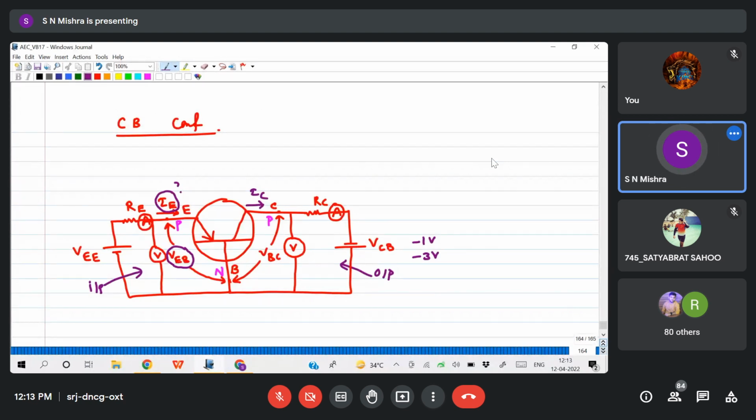So let us understand first. If you look at here, emitter and base, this is like a PN junction or not? Emitter is P type and base is N type. This is like a diode connection. Yes or no?